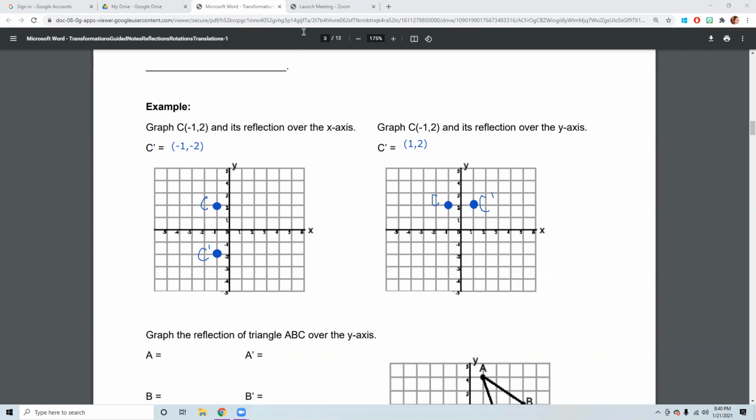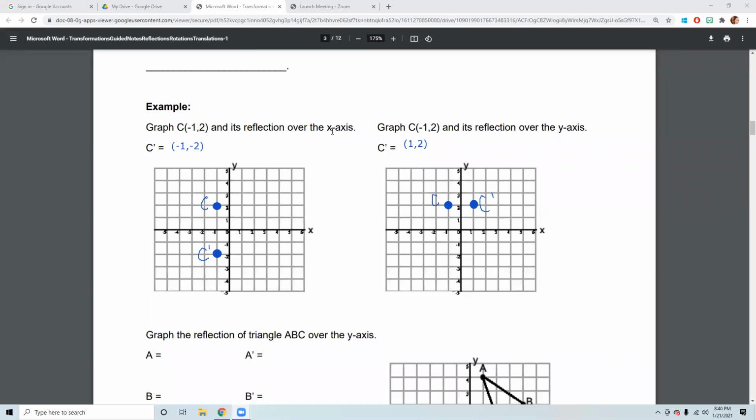So whenever you're dealing with the x-axis, you are going to change the y, and you're going to do the opposite number. So I would write out something that gives you a little bit of a reminder, maybe up here where I have my cursor.